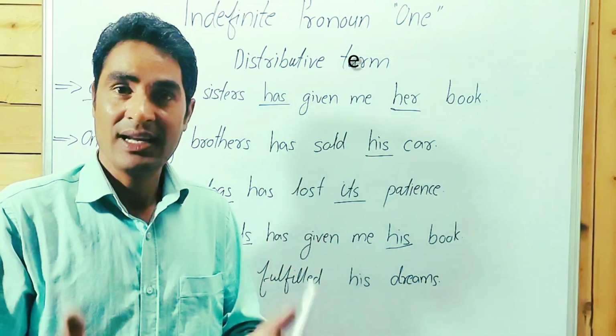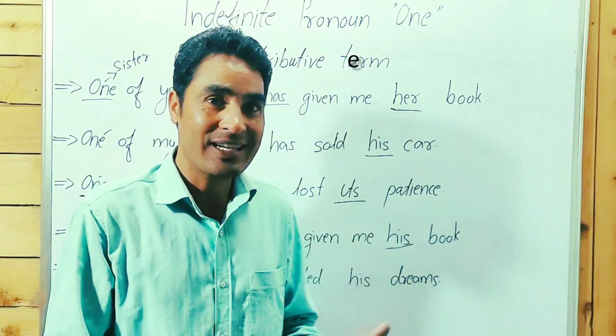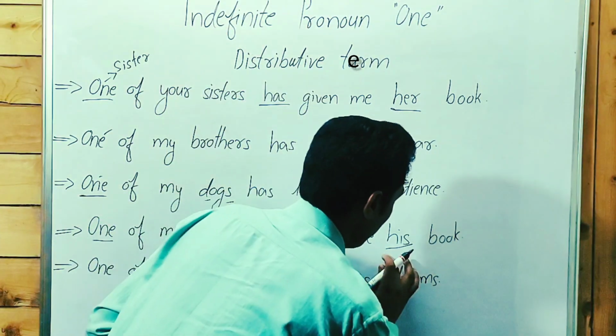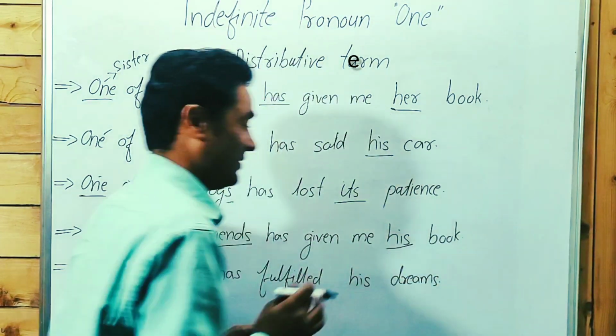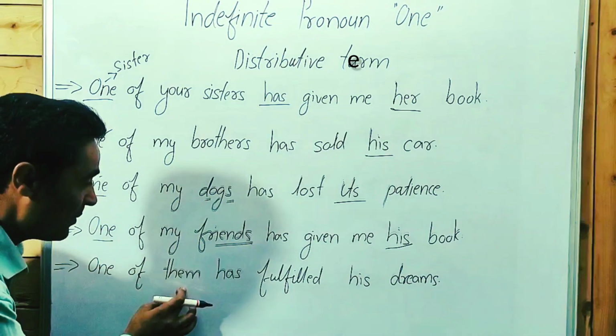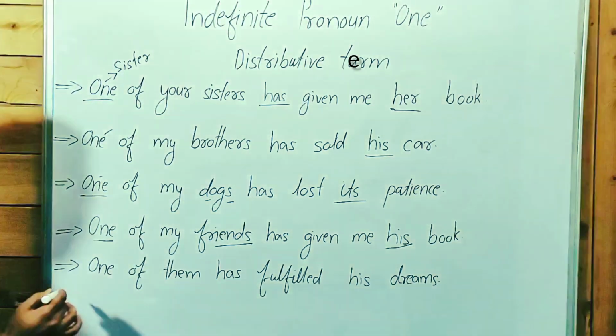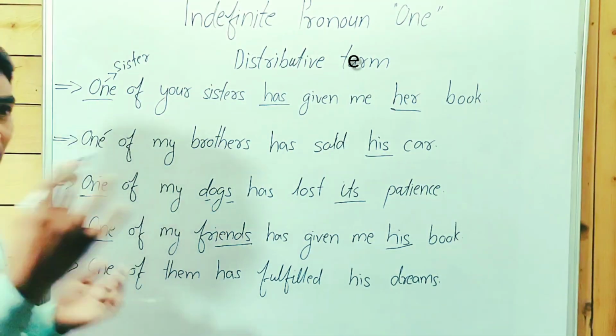They could be girls. They could be boys. In this case, where gender is not clear, we prefer masculine gender. Okay, I hope you understood. One of them has fulfilled his dreams. One of them.